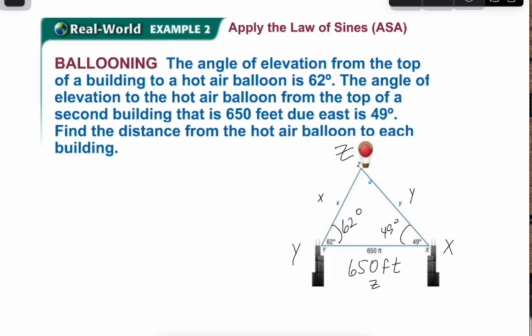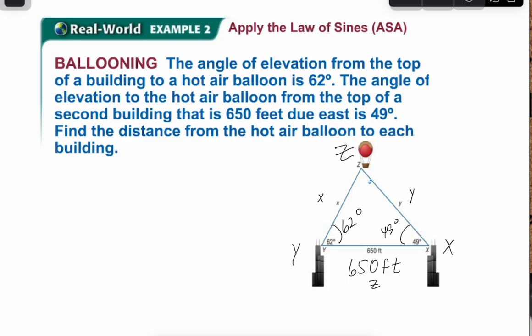So the first thing I always think to myself is, do I have a finished pair? Well, this is missing something, that pair. Y is missing a side. X is missing a side. And Z is missing something. So there's got to be a way for me to have a finished pair. Can anybody tell me a quick way to find one more piece that we're missing? Yes.